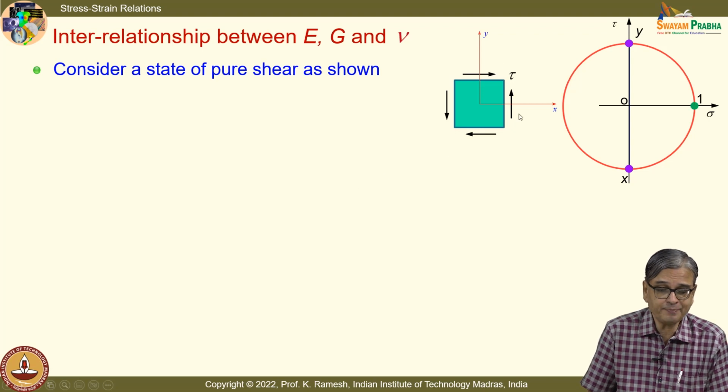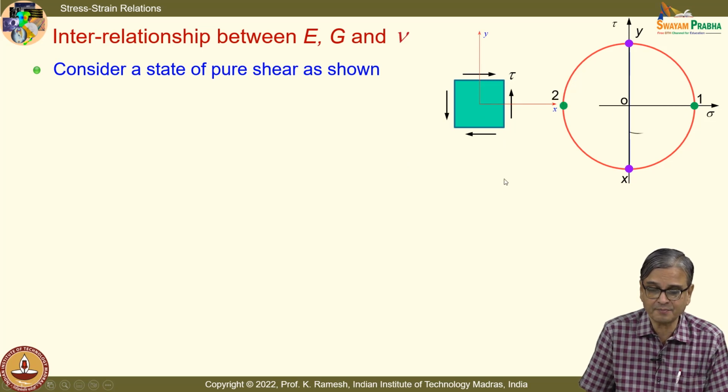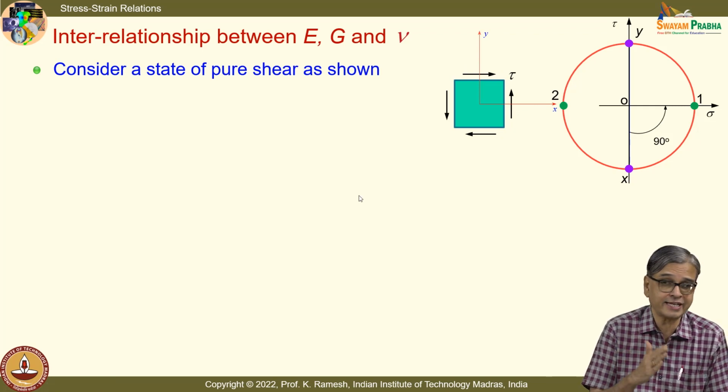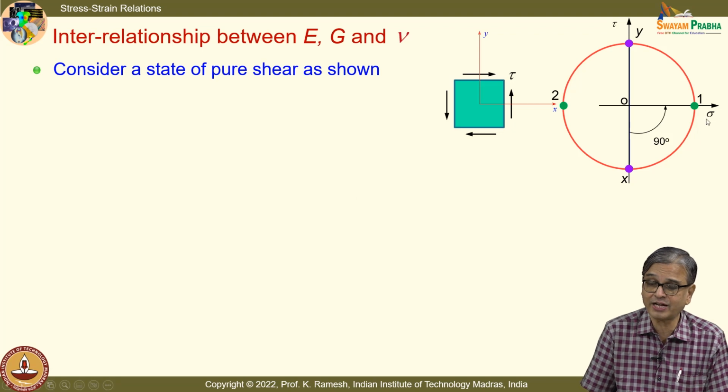I can also replace this stress state by using the principal stresses, which are marked as 1 and 2. And you know that in the Mohr circle it is 90 degrees, in the physical plane they are separated by 45 degrees. I can rewrite this stress state with respect to the principal stresses. Can you draw the sketch and also label the values? From the Mohr circle you can find out what is the value of sigma 1 and what is the value of sigma 2 for a pure shear stress state.